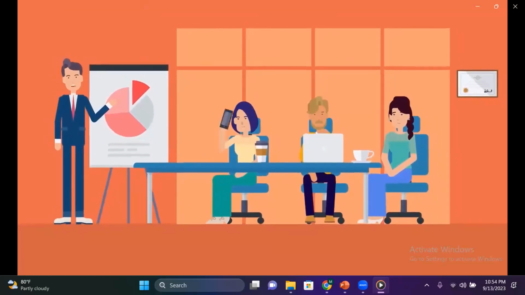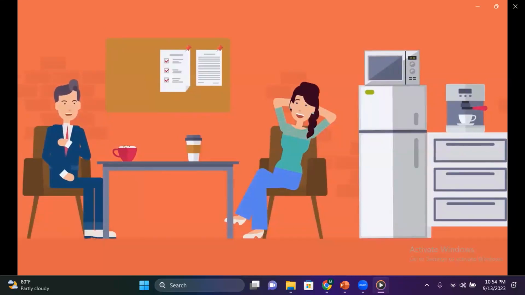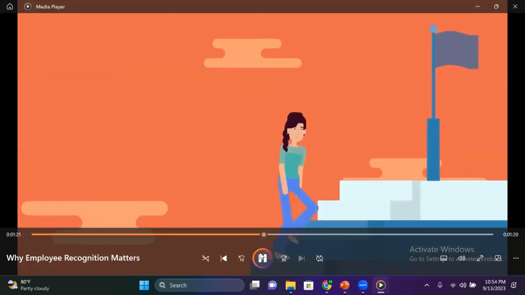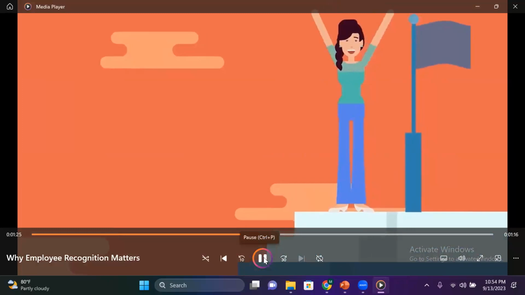Not only create a heightened sense of camaraderie, but relationships between employees and leaders are improved, especially when employees are recognized for their ongoing efforts. The third aspect is opportunity. Providing employees with opportunities to grow and develop both personally and professionally is important.